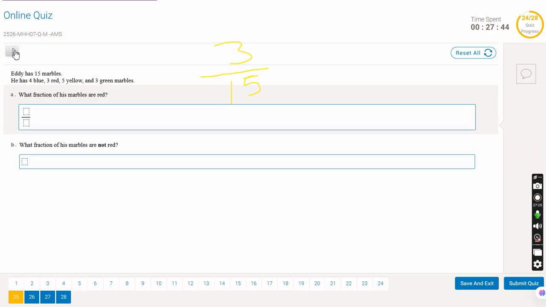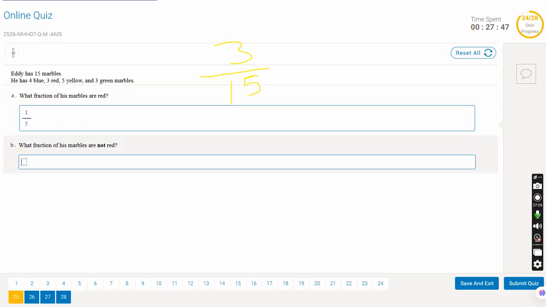Now remember, you can simplify this by dividing by 3 above and 3 at the bottom. So you'll get 1 over 5.